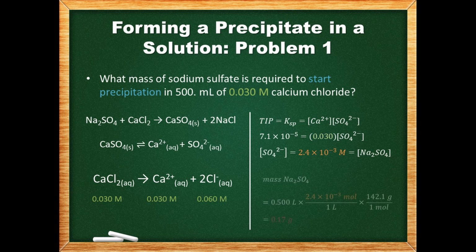Now we can use the volume, the concentration we just determined, and the molar mass of sodium sulfate to get the grams of sodium sulfate required to start precipitation. As always, remember to pay attention to significant figures.